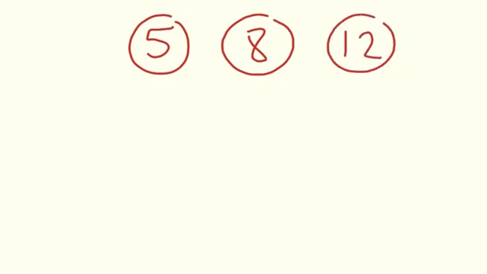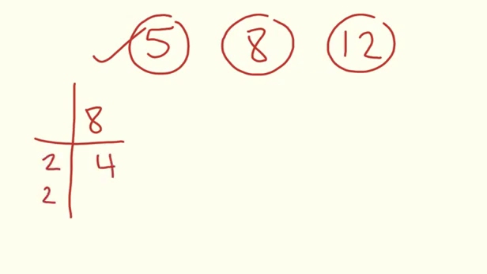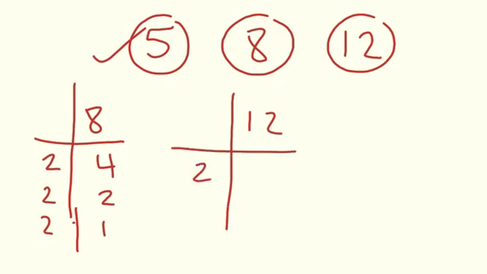5 you already done, you don't need to make it into a grid, but 8 you do. You do like that. What numbers go into 8? Prime numbers. 2. 8 divided by 2 equals 4. Divide again by 2 equals 2. Divide again by 2 equals 1. 12 divided by 2 equals 6. Divided by 2 equals 3. Divided by 3 equals 1.